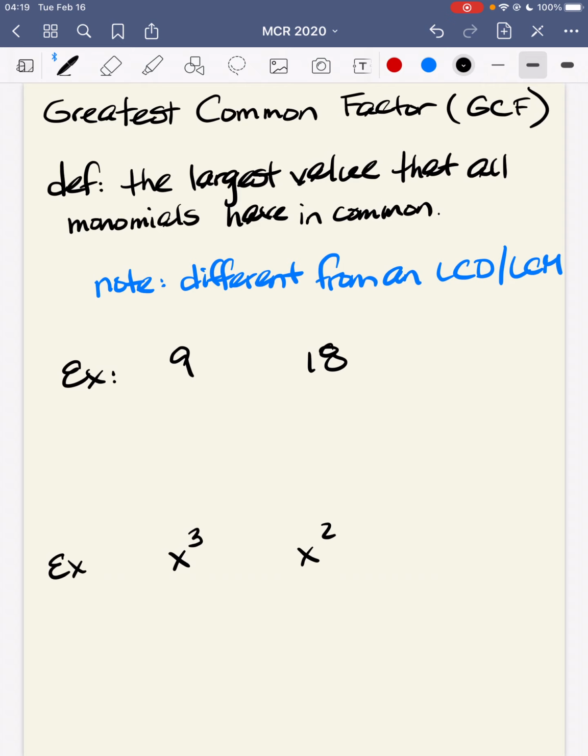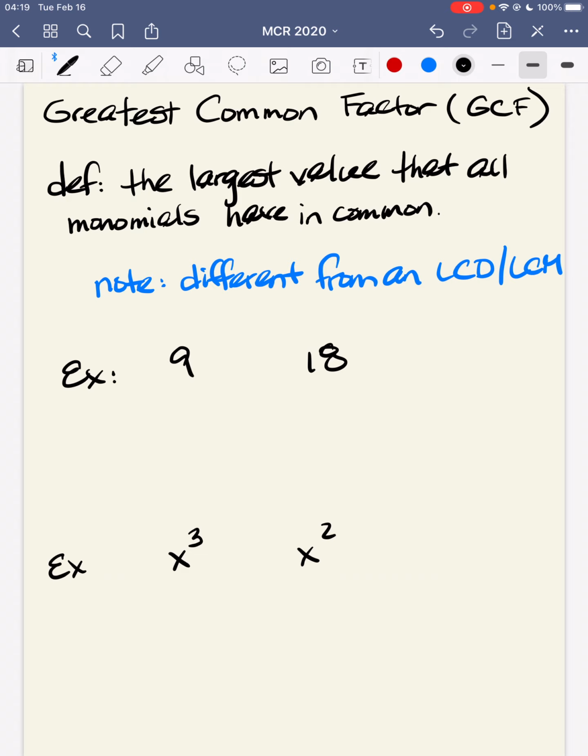All right. So what we're looking for when we're talking value, we're talking numerical value as well as the value of a variable, or how many of variables they have in common. And the variables are usually the easier part to do. So we're going to do a bunch of examples with a lot of numbers. And hopefully this will start to make a little bit of sense.